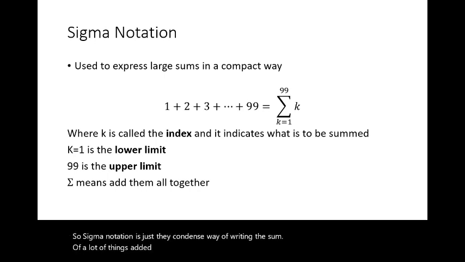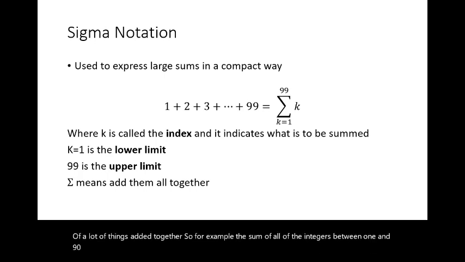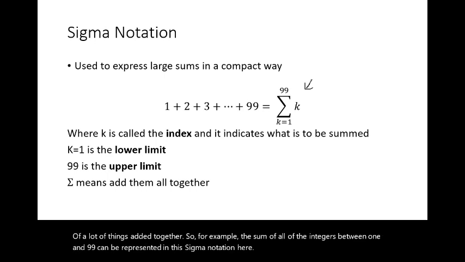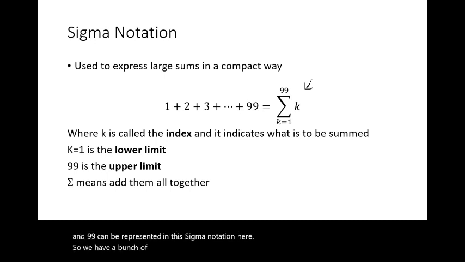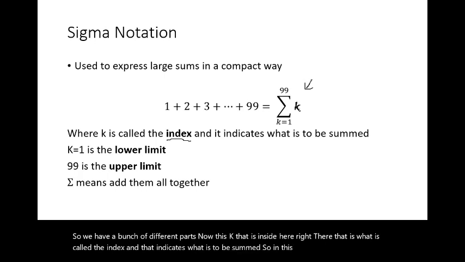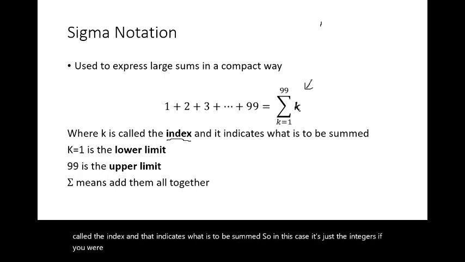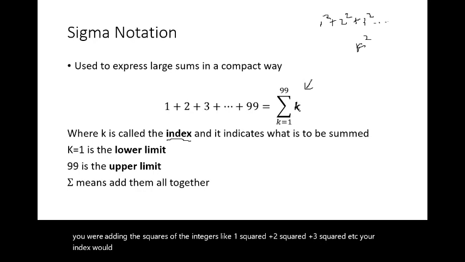So for example, the sum of all of the integers between 1 and 99 can be represented in this sigma notation here. So we have a bunch of different parts. Now this k that is inside here is what is called the index, and that indicates what is to be summed. So in this case, it's just the integers. If you were adding the squares of the integers, like 1 squared plus 2 squared plus 3 squared, etc., your index would be k squared. So the index is just what you are adding together.